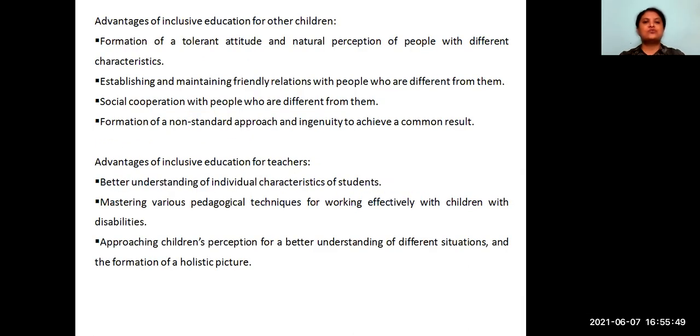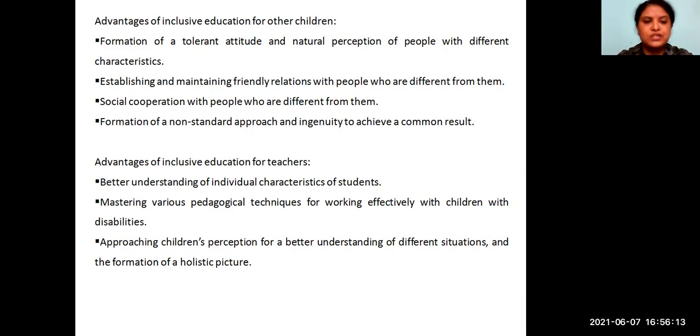So how is it useful for other children? Formation of a tolerant attitude and natural perception of people with different characteristics, establishing and maintaining friendly relations with people who are different from them, social cooperation with people who are different from them, and formation of a non-standard approach and ingenuity to achieve a common result.